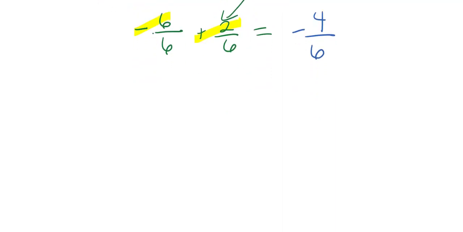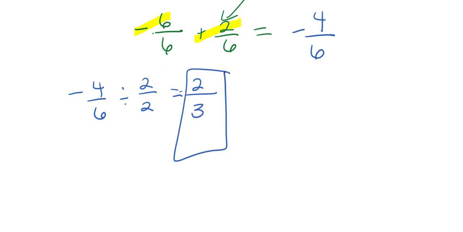Well, that can be reduced because they're both even, right? Because the top and bottom can be divided by 2. 4 divided by 2, right? Well, that would be 2. 6 divided by 2, well, that'd be 3. So negative 2/3 would be our solution.